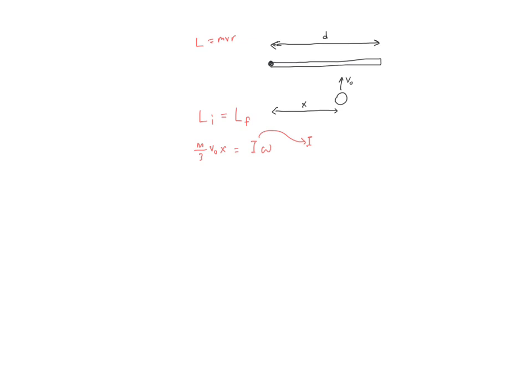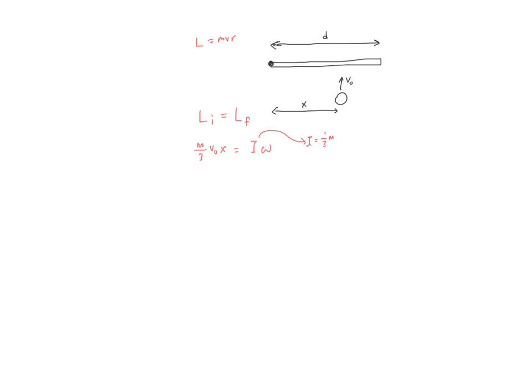So the I is equal to, now if you look on the formula sheet, or if you derive the formula, or do an online search, for a rod rotating around its left end, the rotational inertia is 1/3 m L squared, which in this case is 1/3 m. The L is the length of the rod, which in this case is the d.